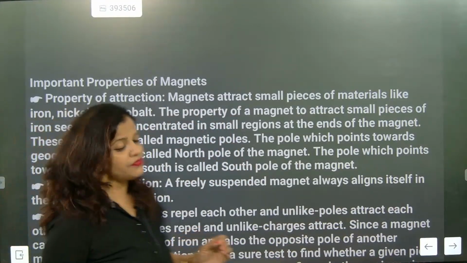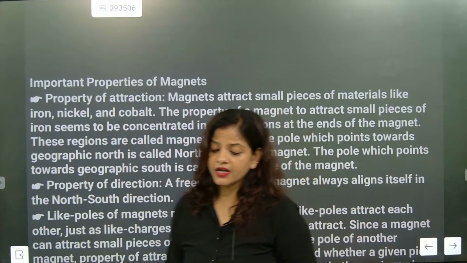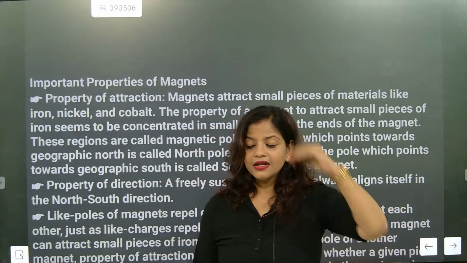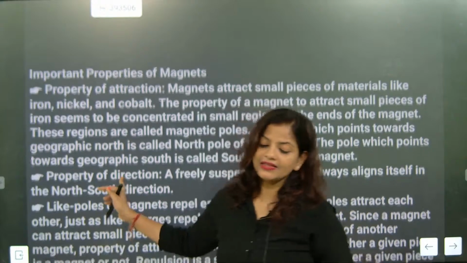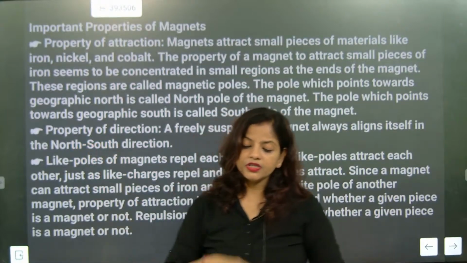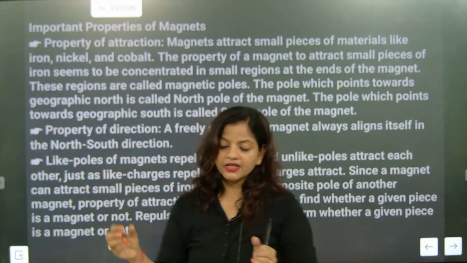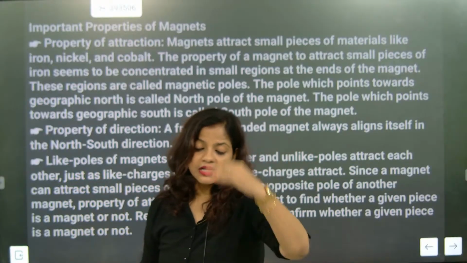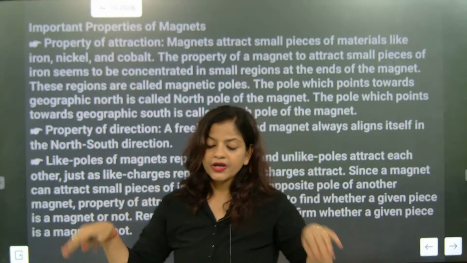So definitely we know that a small piece of magnet will attract another magnet. Just now we talked about iron, nickel, cobalt and steel. Now, if we join many tiny magnets together, it will become a big magnet, and the magnetic lines of force will become bigger.